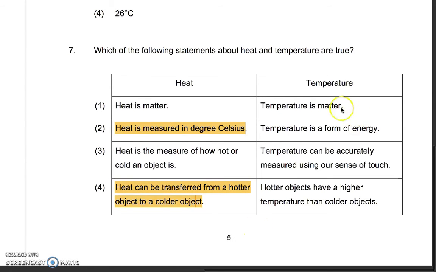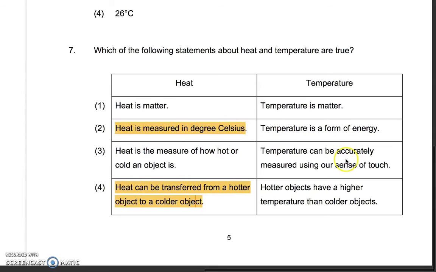So let's look at the temperature now. Temperature is matter. No, this is not true because similar to heat, it does not have mass, it does not occupy space. Okay, next one is slightly tricky. Temperature is a form of energy. No, heat is a form of energy. Heat is a form of energy, but temperature is only the measure of how hot or how cold an object is. So this is also wrong.